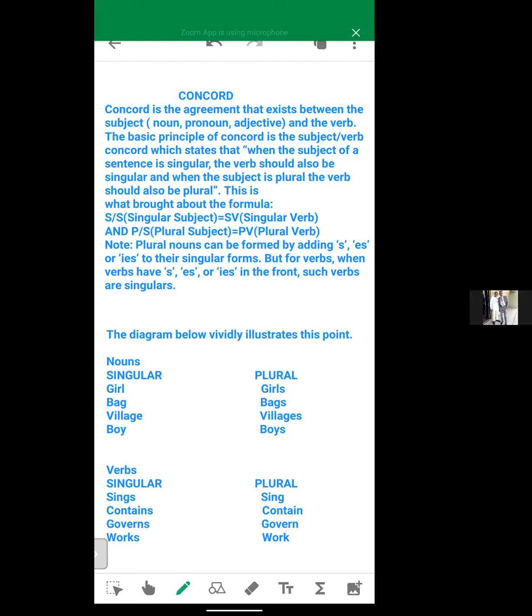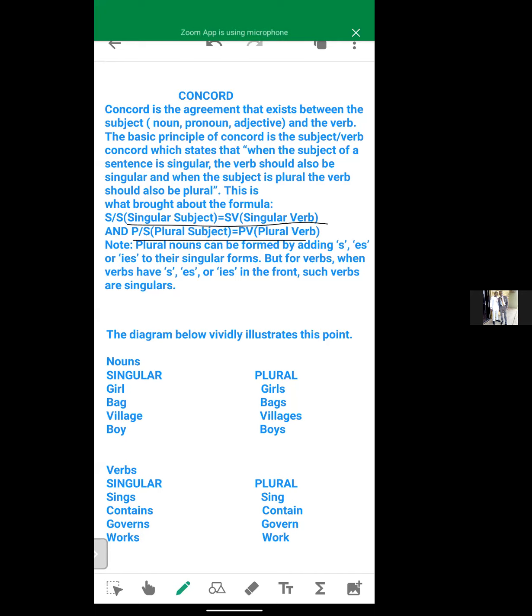There's no way a verb can agree with a subject if principles are not taken into consideration. We have various principles that govern the use of concord, but the basic one, which I also call, according to my study, the principle, is the principle of subject-verb concord. It states that when the subject of a sentence is singular, then the verb should also be singular, and vice versa. If the subject is plural, then automatically the verb of the sentence should be plural as well. This is how we derive the formula.